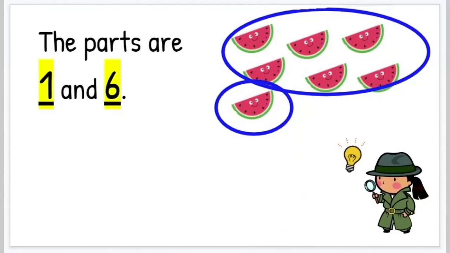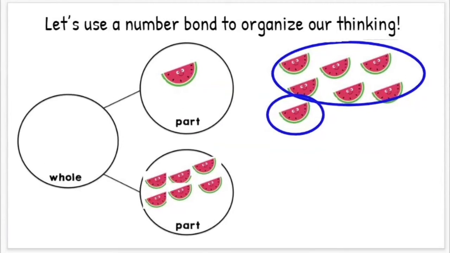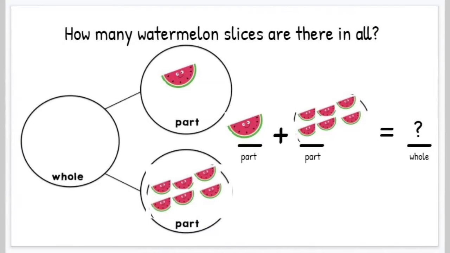The parts are 1 and 6. Let's be number detectives, and let's use the number bond to organize our thinking. In one part, we have 1 watermelon slice. In the other, we have 6. And using a number sentence to organize our thinking, 1 plus 6 more watermelon slices equals how many in all?